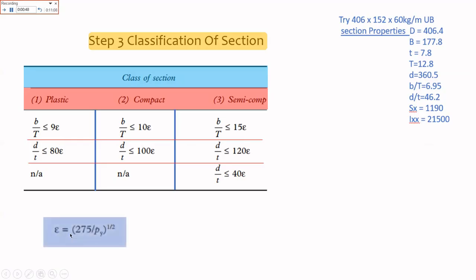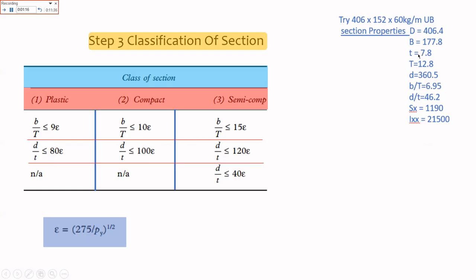This epsilon is given by the square root of 275 divided by the design strength of steel, that is Py, and you get a square root. So in our case, the design strength is 275. So 275 divided by 275 is 1. The square root of 1 is 1. The value of this Greek letter here, epsilon, is just 1. So this is just a 9, and this is 80.